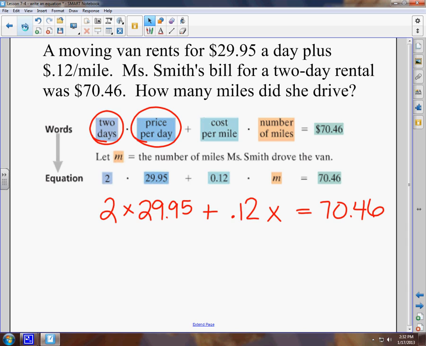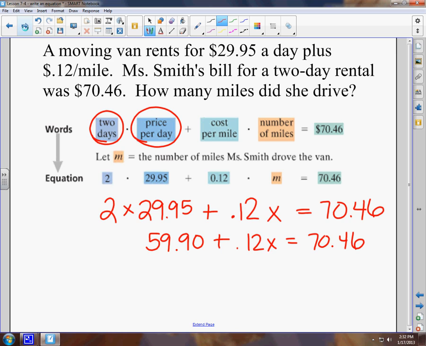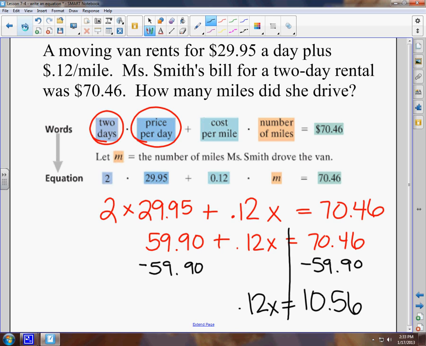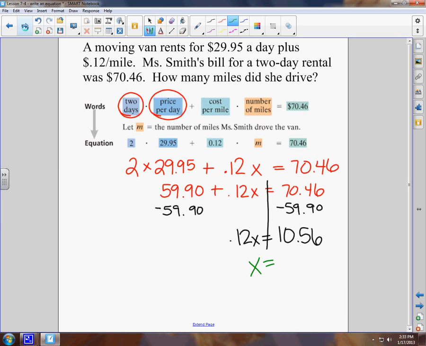So you would take your calculator, you do 2 times $29.95, which equals $59.90, plus 0.12x equals $70.46. I'm going to draw my line. I'm going to minus $59.90 from both sides. So I'm minusing off the cost of the van. Minus $59.90, and that equals $10.56, and then it's 12 cents a mile. So then I'm going to divide by 0.12, and that equals 88 miles. So she drove 88 miles.